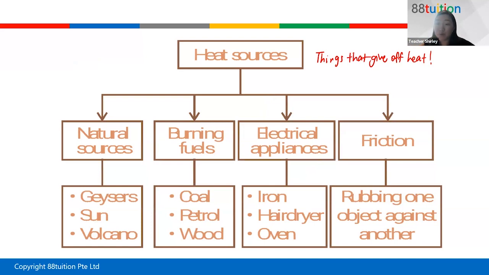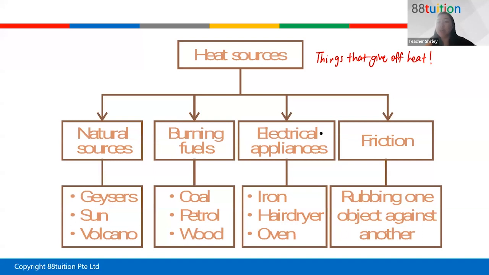Another heat source will be your fuels, things that you can burn, like for example, coal, petrol, or wood. Yeah, so those are your fuels. Okay, and then we have your electrical appliances. Appliances are considered your artificial heat sources. So you basically have to charge it first, or maybe you just have to plug it into a socket before it can give you heat.